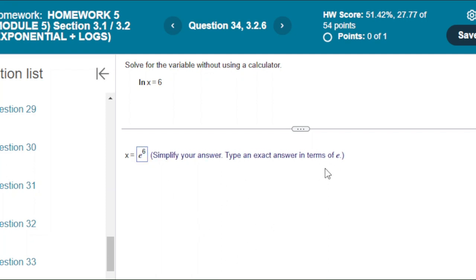Okay, now that's an exact answer in terms of e. You could try to write out e to the sixth on a calculator and just type it out, be some crazy long decimal, but it wants an exact answer in terms of e. It doesn't want a decimal approximation.